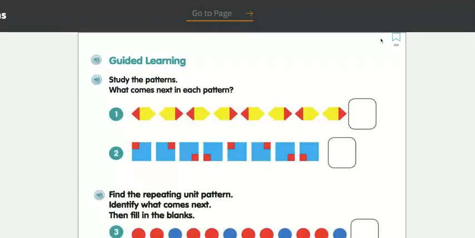Okay, cool. Now what I'd like you guys to do is to go to the paper that I sent home with you called Making Patterns. Thank you very much.